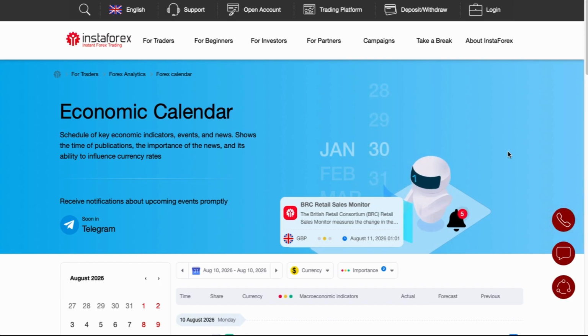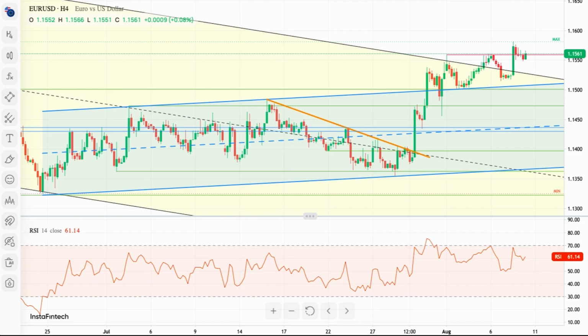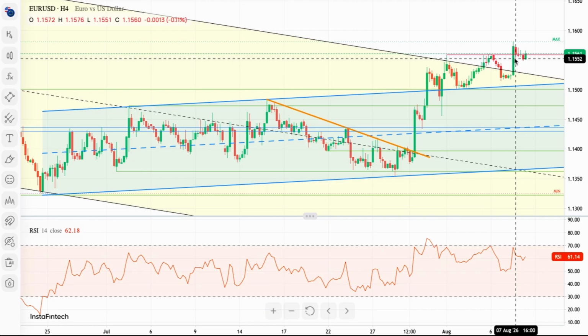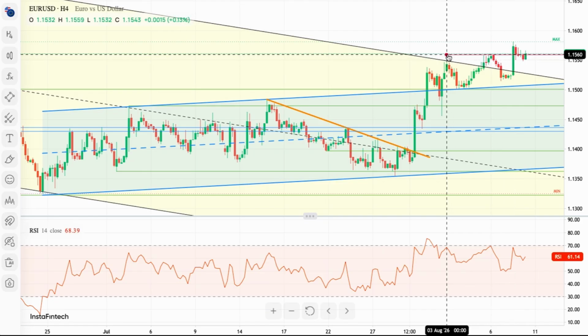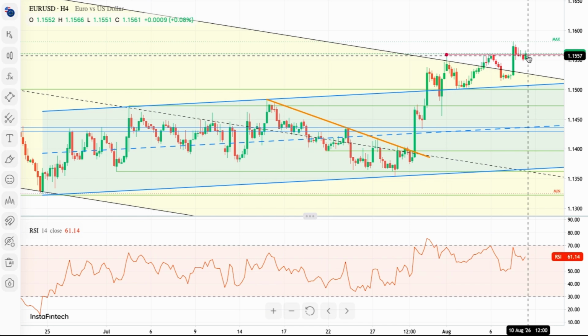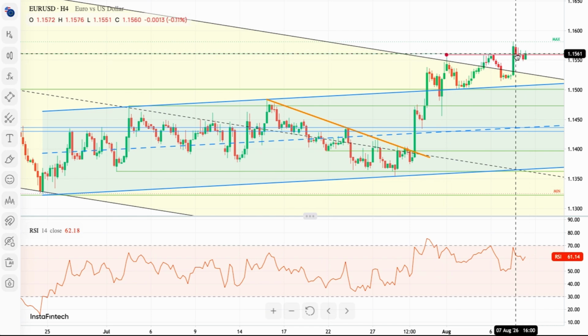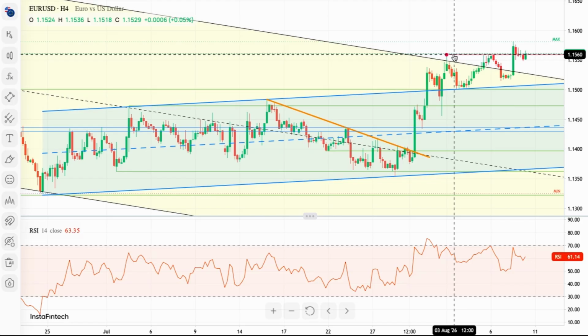So without any further ado, let's switch to the charts and we start with euro dollar. The euro dollar 4-hour time frame chart is showing us a breakout. The yesterday high was taken out. 1.1560 is now a temporary technical support. Apparently it's not quite sure if we should change this level here for a different color or not.